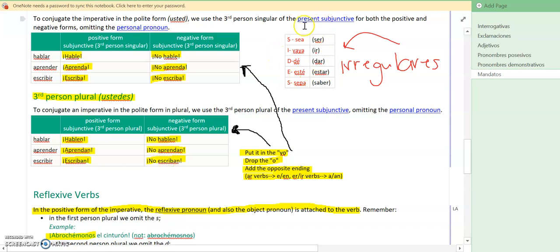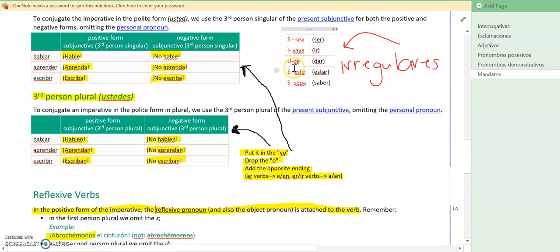So these are the 5 irregular commands. They're irregular because in the yo, they don't end in an o, so they can't follow our pattern. So ser is sea for usted or sean for ustedes. Ir is vaya, dar is dé, estar is esté, and saber is sepa. And then we add an n when these are plural. When you add an n to dar, it will drop the accent.